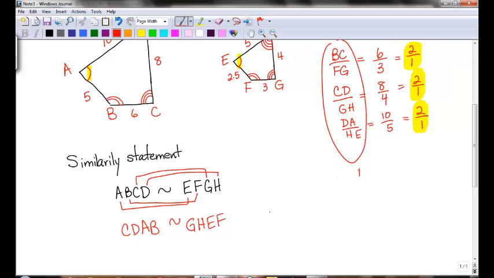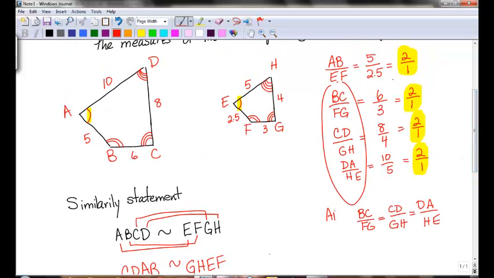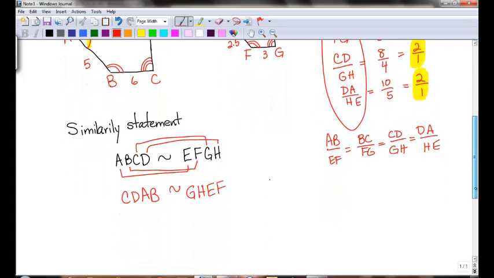You could write like BC to FG is in a ratio CD to GH. They are all DA to HE. You know, you get the idea. I think I left one of them out. AB to EF. And they will all reduce down to 2 to 1. Okay? As long as they all have the same ratio.